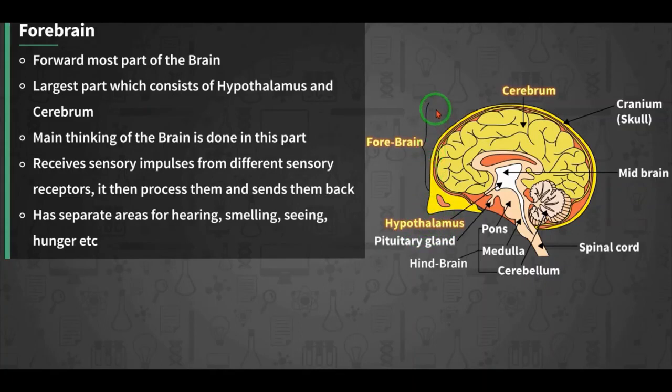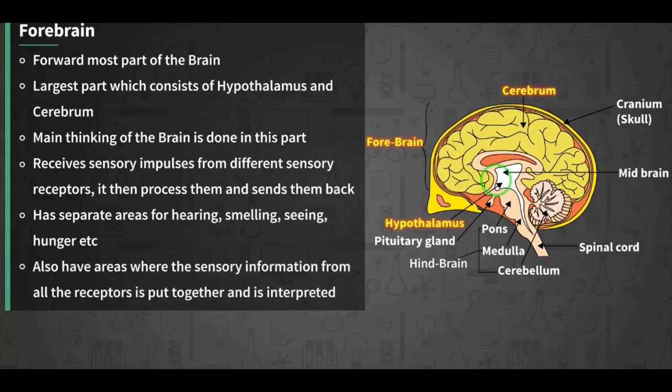So these are the three parts of the forebrain: cerebrum, thalamus and the hypothalamus. Have you all understood?